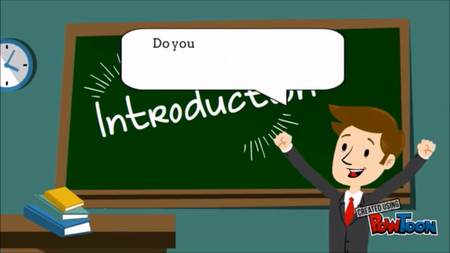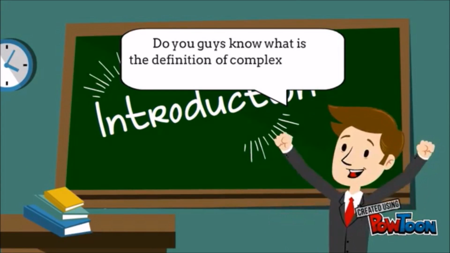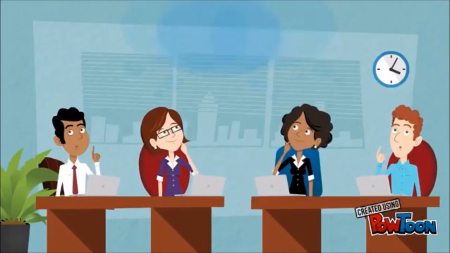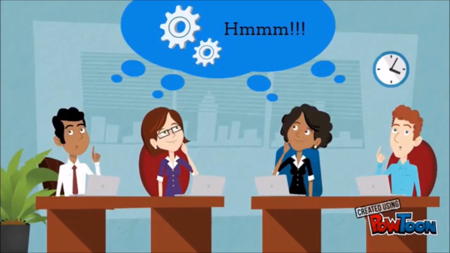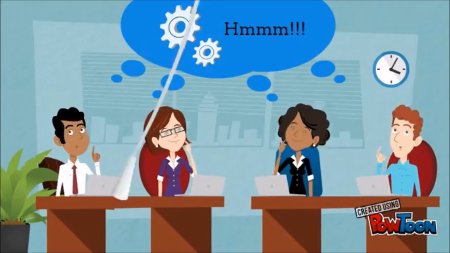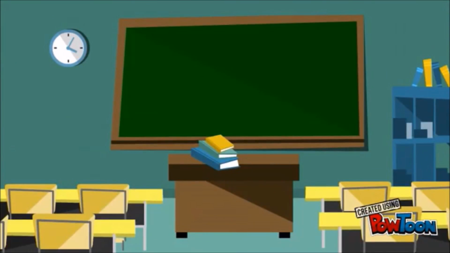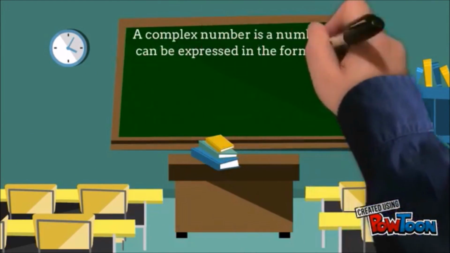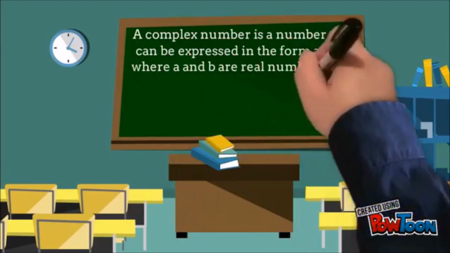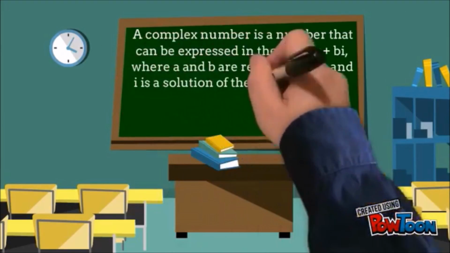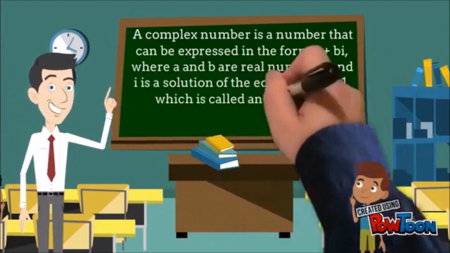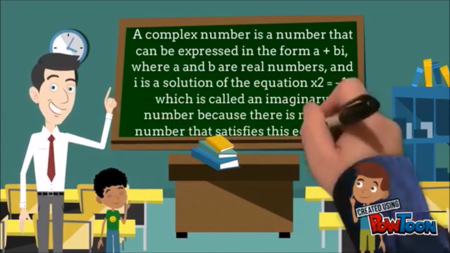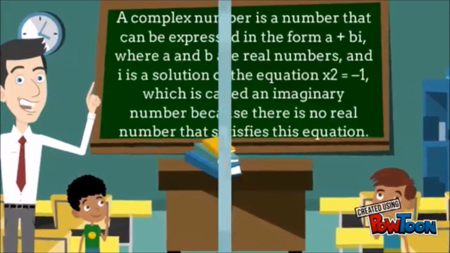Introduction. Do you guys know what the definitions of complex number and De Moivre's theorem are? A complex number is a number that can be expressed in the form a plus bi, where a and b are real numbers, and i is the solution for the equation x squared equals negative 1, which is called an imaginary number because there is no real number.